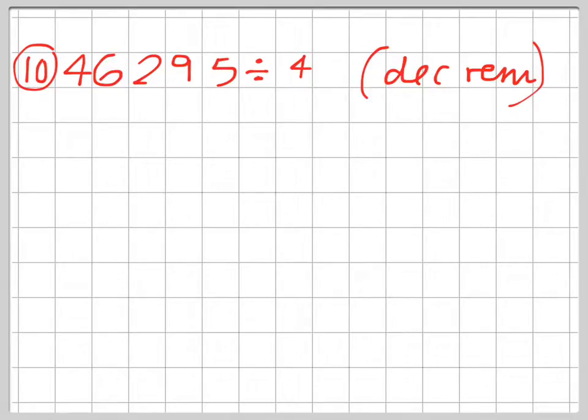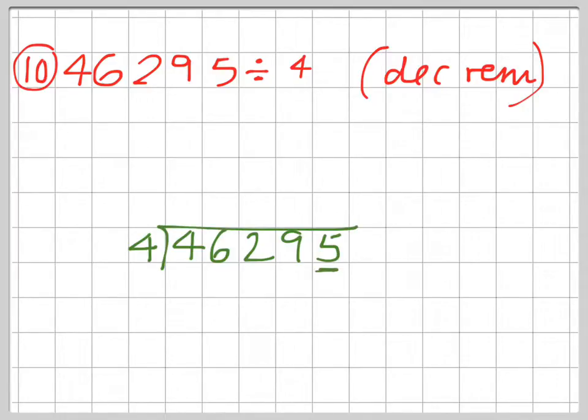And finally, number 10, we've got a decimal remainder question, so when we're doing division. So 46295 divided by 4. We know instantly we are going to get a remainder because this digit is odd. So I'm going to put a .000 on the end of the number. This doesn't affect the value of the number, but it will help us to give a decimal remainder. Here we go. I'll put my decimal point up here too.